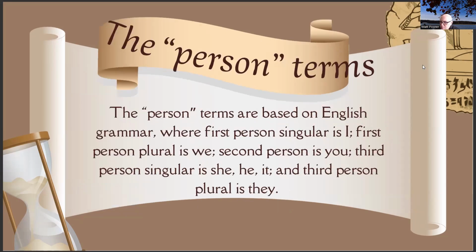So the origin of the person terms is English grammar. First person singular is I, first person plural is we, second person is you, third person singular is she, he, or it, and third person plural is they.